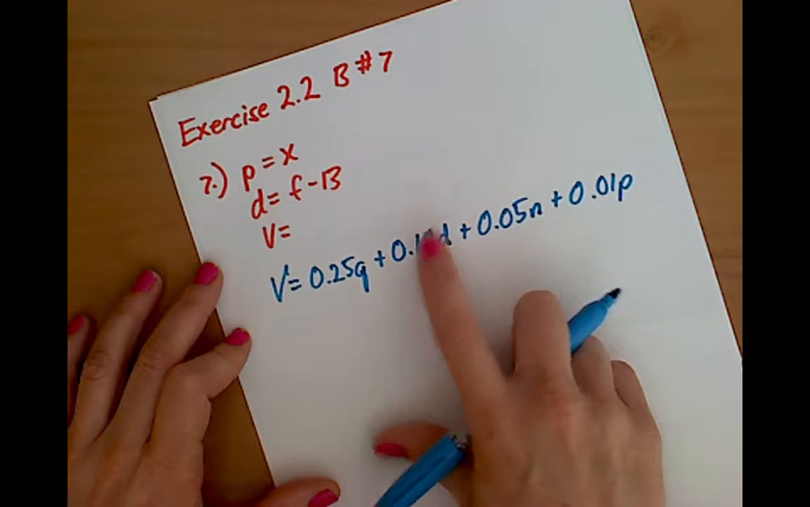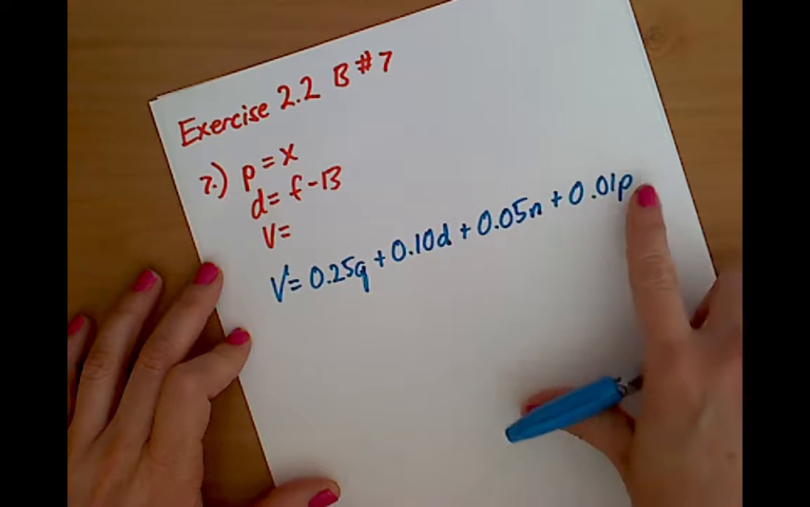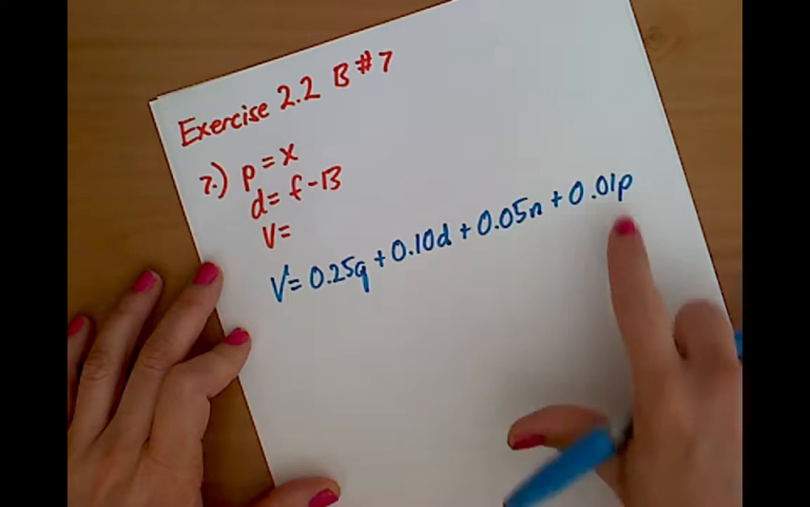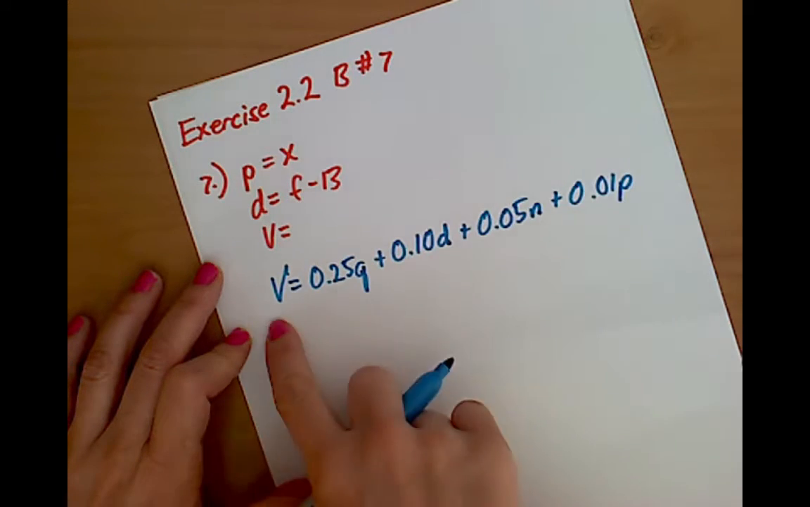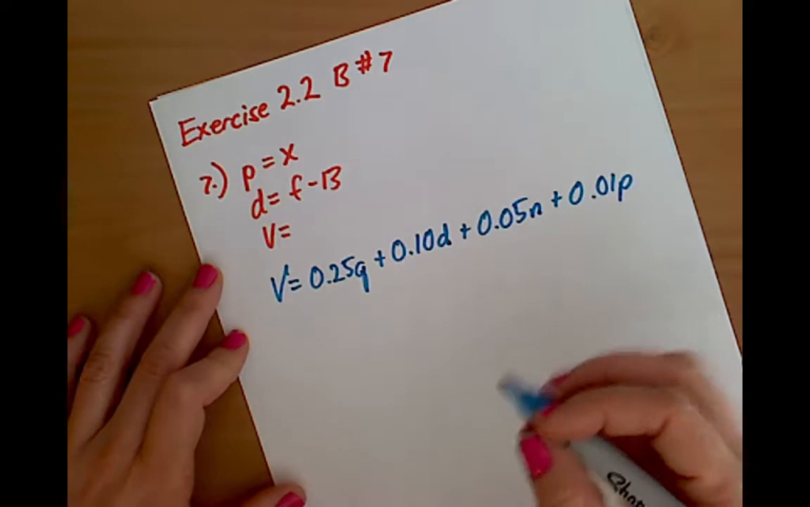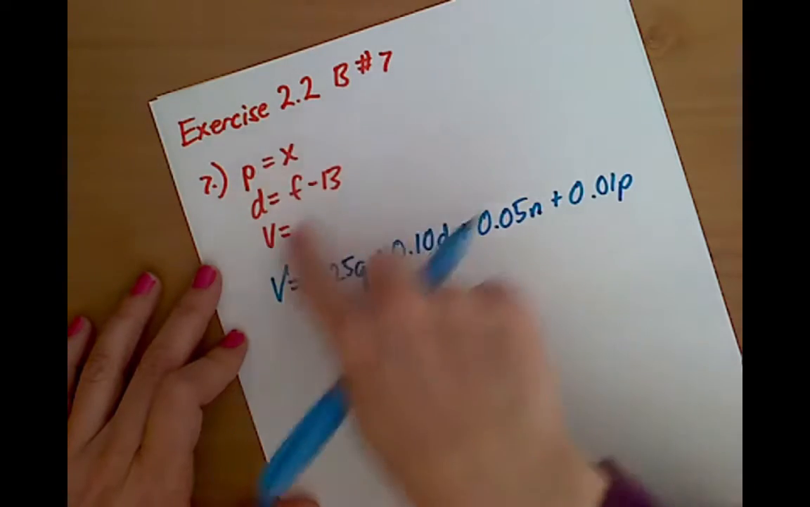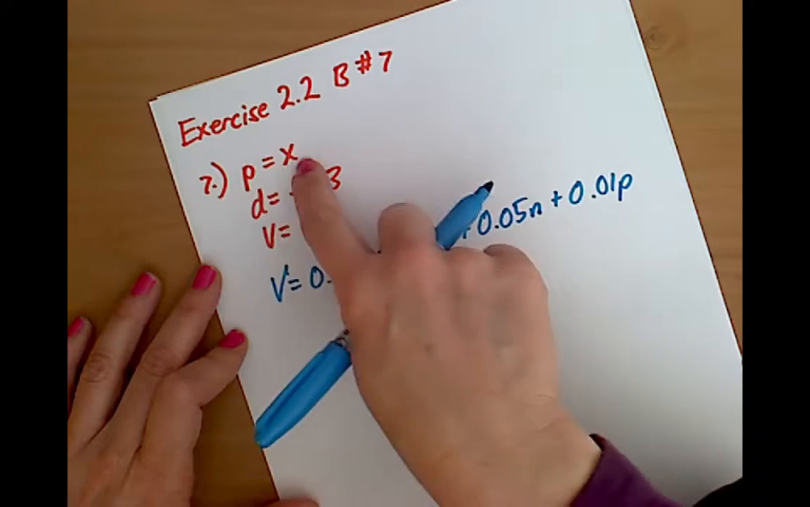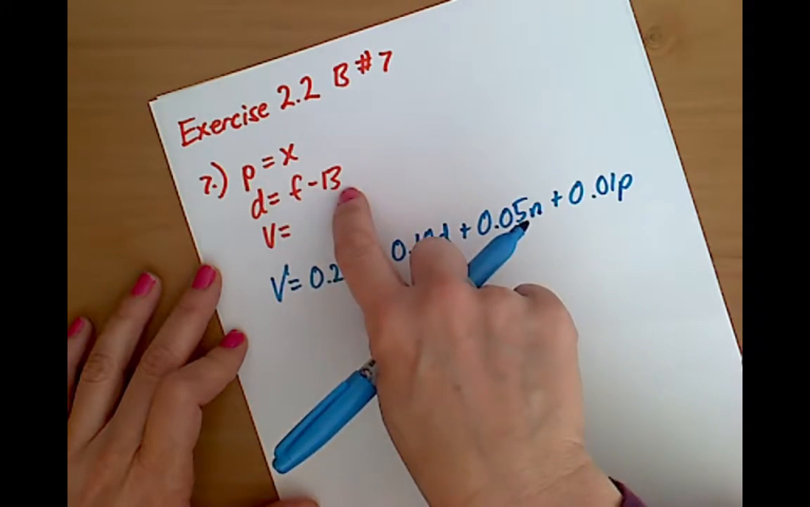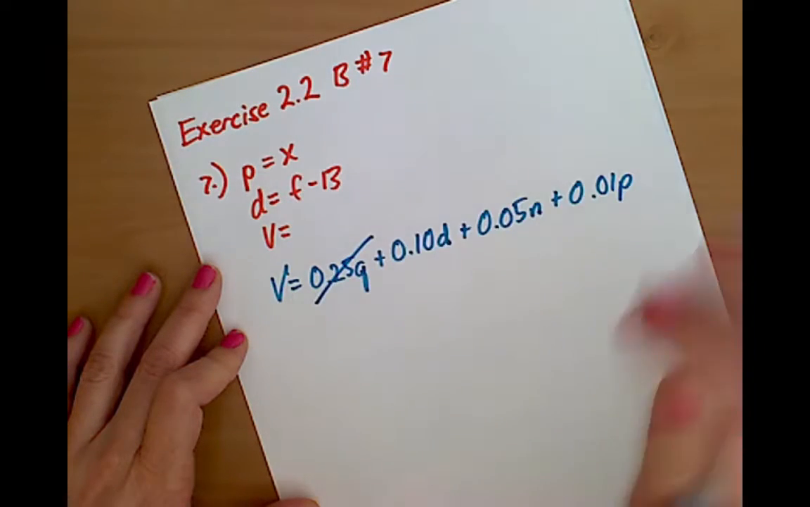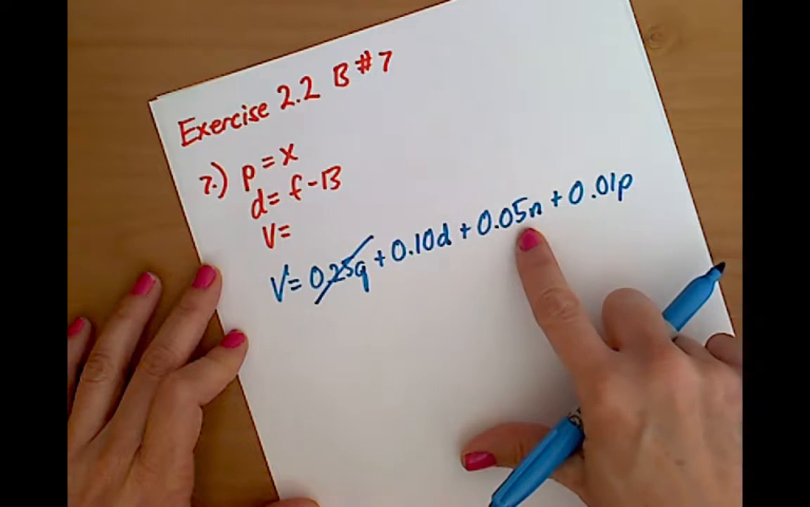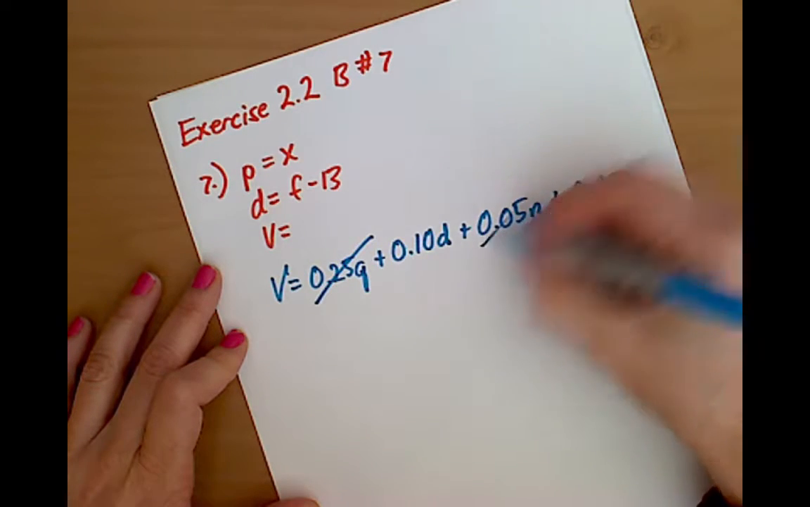Dimes are worth 10 cents. Nickels are worth 5 cents. And pennies are worth 1 cent, okay? So you put the number that you have in each of these, and then this will tell you the total value of the money that you have. The V stands for value in this case. So up here for our problem number 7, we have P is x and D is f minus 13. We don't have Q, so we don't need to worry about that at all. And we don't have N, so we don't need to worry about that at all.